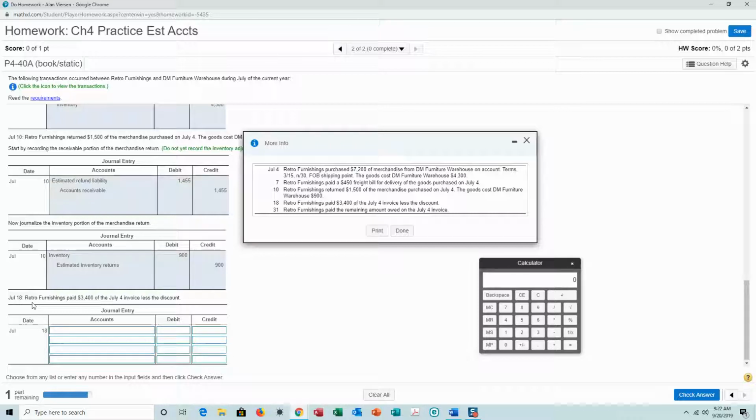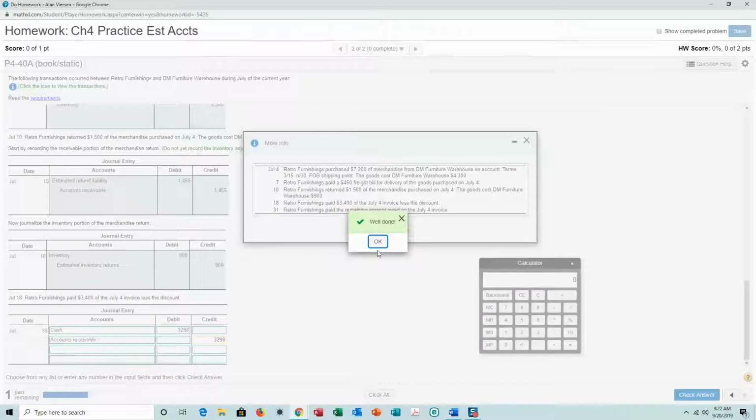Now, when Retro Furnishings paid us the $3,400, obviously when something is paid, we receive cash and the accounts receivable goes down. Because I did these calculations in the previous requirement, I'm not going to show you the calculations. I assume you know that 3,400 times 97% is $3,298. So that's the partial payment.